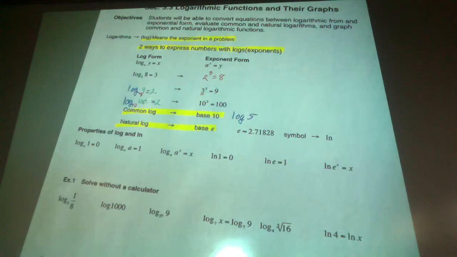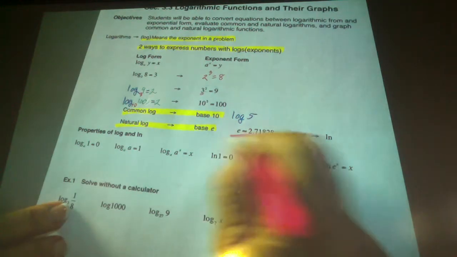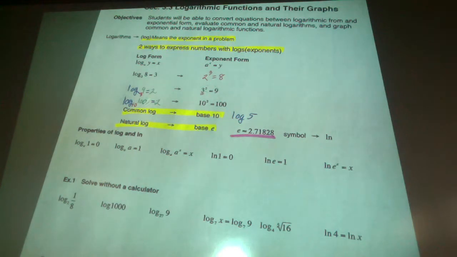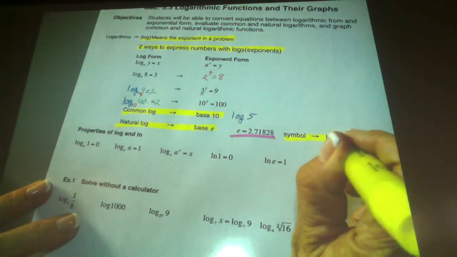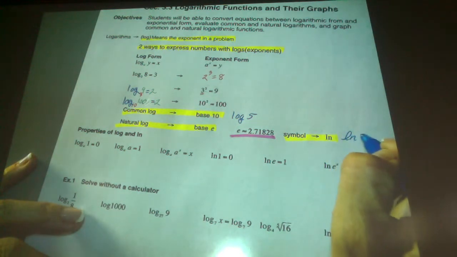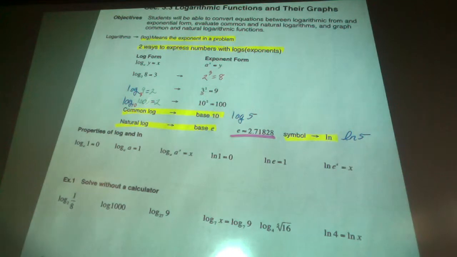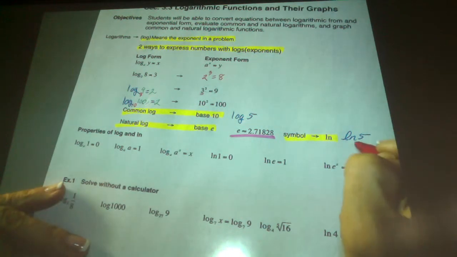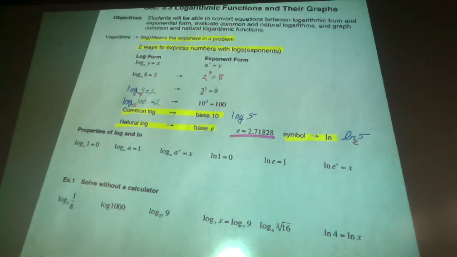Your natural log always has a base of e. e is this lovely number here. It's an irrational number. It's very similar to pi. And the symbol for natural logs is ln. And so the same thing with natural logs. Like you'll have the natural log of 5. Notice it's not written with a base, because it's understood that the base of all natural logs is e. What's the difference between a natural log and a common log? Not a whole lot. We'll explore their graphs tomorrow, but the graphs are nearly identical. One of the graphs is flatter than the other graph, but they're nearly the same.